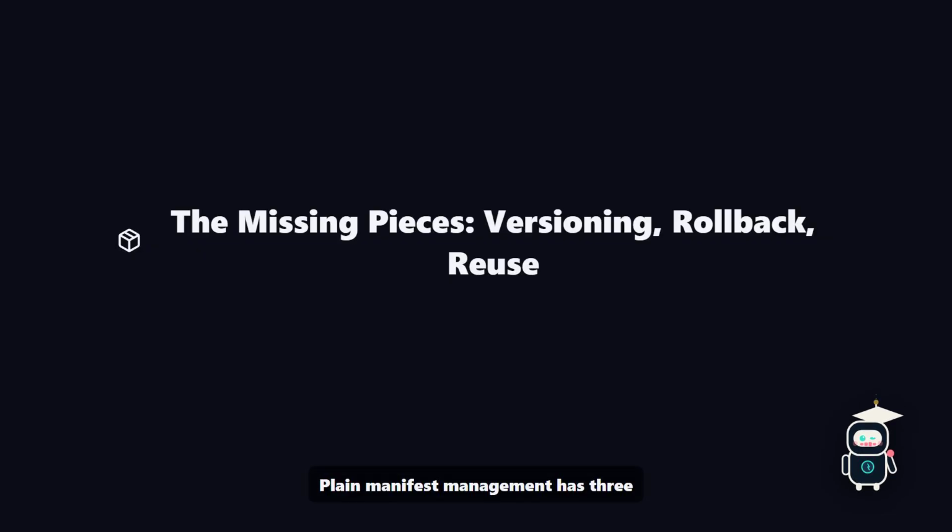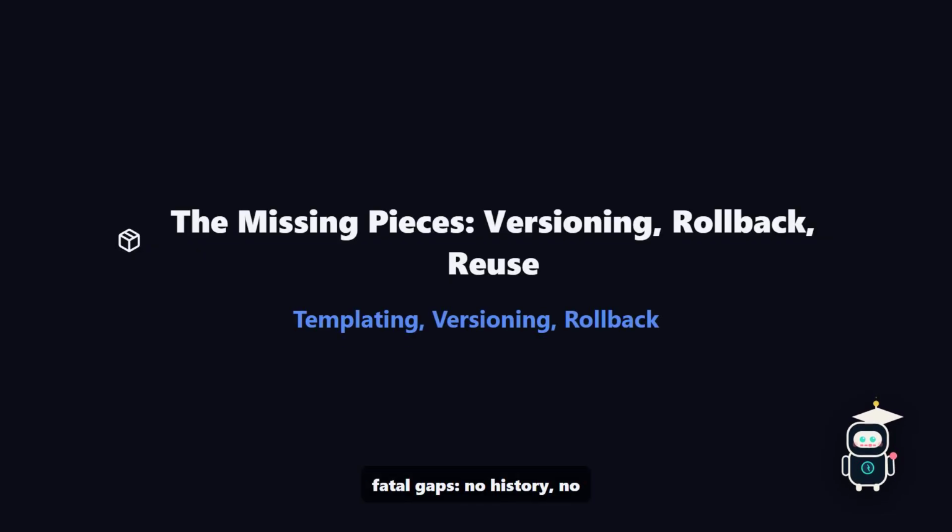Plain manifest management has 3 fatal gaps: no history, no one-click undo, and no templating. Helm, the package manager for Kubernetes, solves every one of those. With a single chart parameterized by overridable values, you can reuse the same package in staging, production, or any environment without rewriting manifests. Helm history gives you every revision, and Helm rollback lets you quickly revert to a previous, known good state. These 3 commands alone eliminate hours of manual toil.